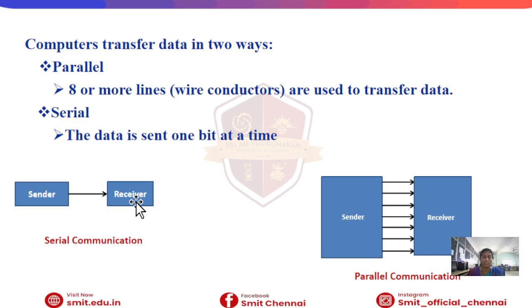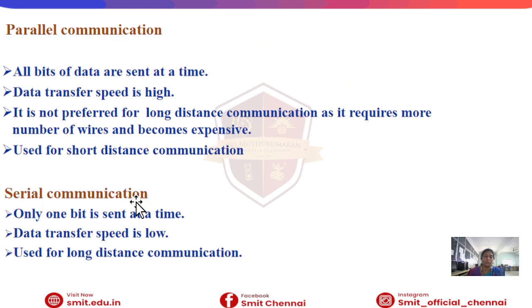For parallel communication, an example is the printer cable. For the printer cable, we are using a short distance, and it's highly reliable. And for serial communication, we are using the USB communication. That is the best example for serial communication. The next one is the difference of parallel and serial communication.